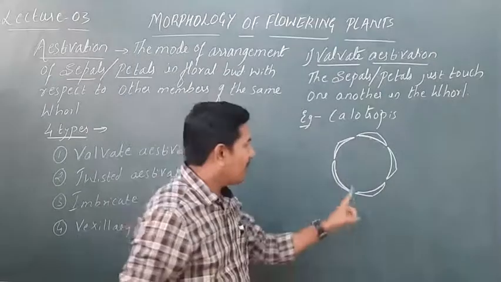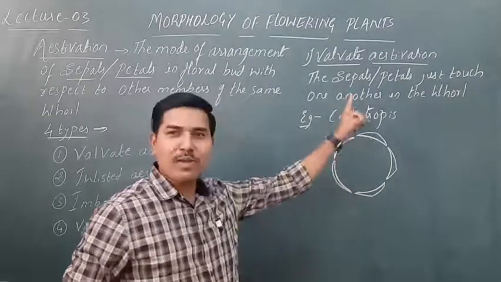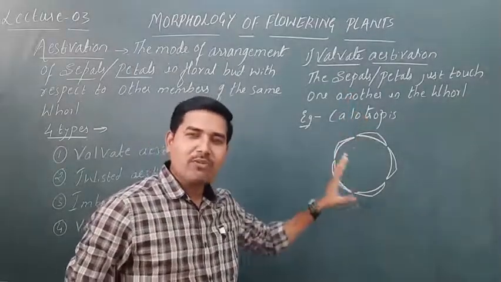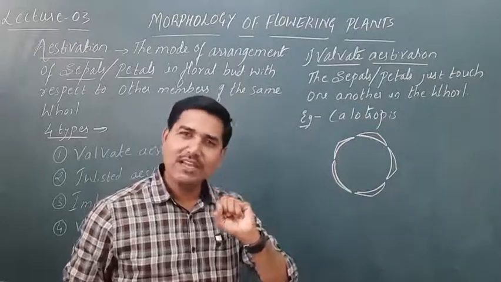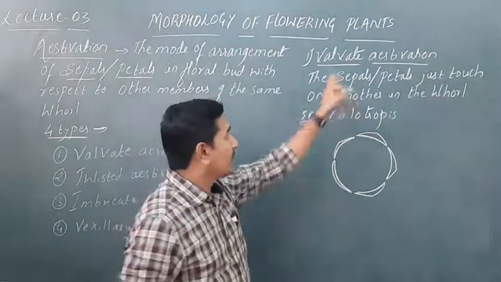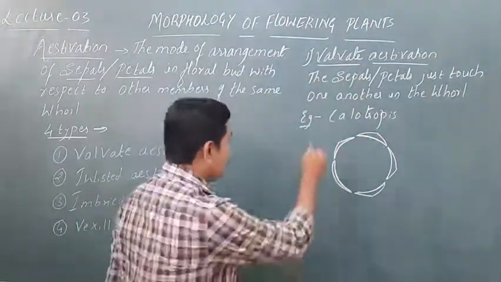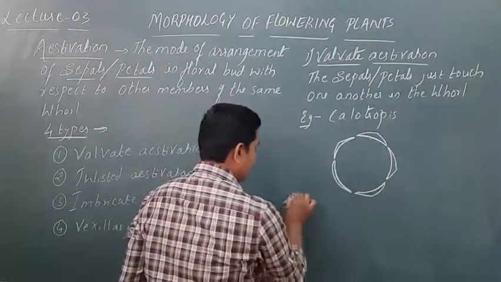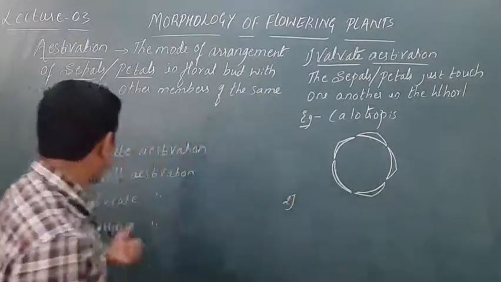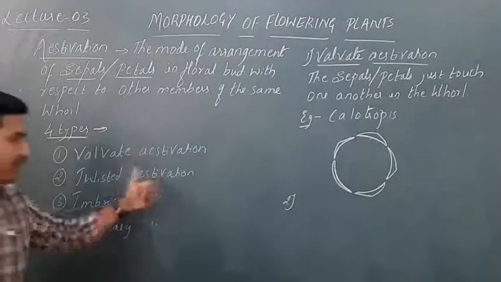So this type of estivation is said to be valvate estivation. We observe it in the bud condition. There we will observe. Okay, so this is the first one. Then let us go for the second one. Which is the second one? The second one is twisted estivation.